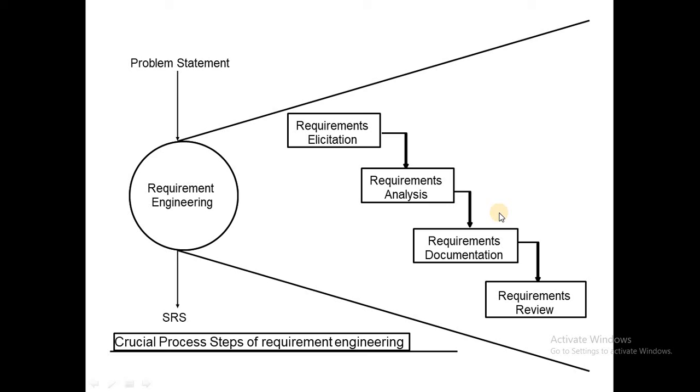This is the pictorial representation of requirements engineering: requirements elicitation, requirements analysis, requirements documentation, requirements review. At the end, this requirements engineering process produces one document. That document we call SRS, software requirement specification.